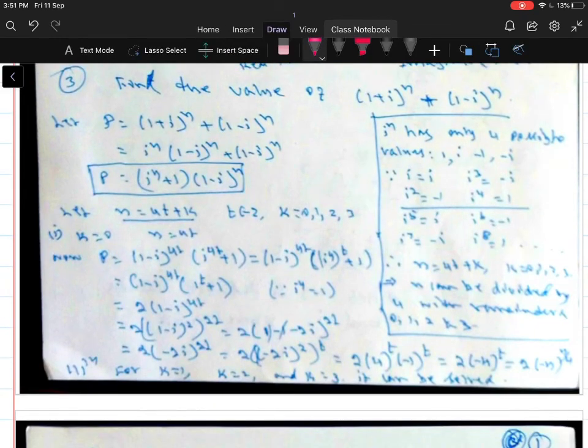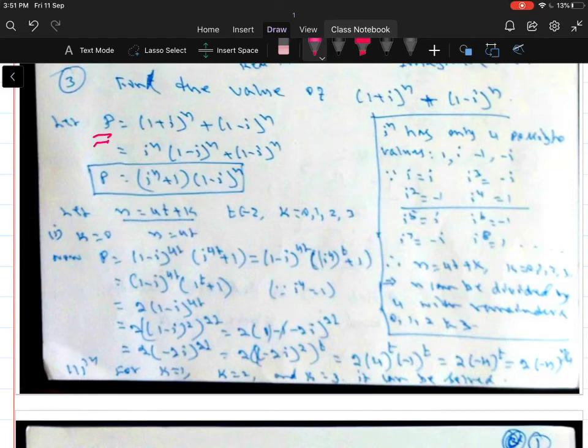Now let us move to the third problem. Find the value of (1 plus i) whole power n plus (1 minus i) whole power n. Let us take this number as P. P is equal to (1 plus i) whole power n plus (1 minus i) whole power n.